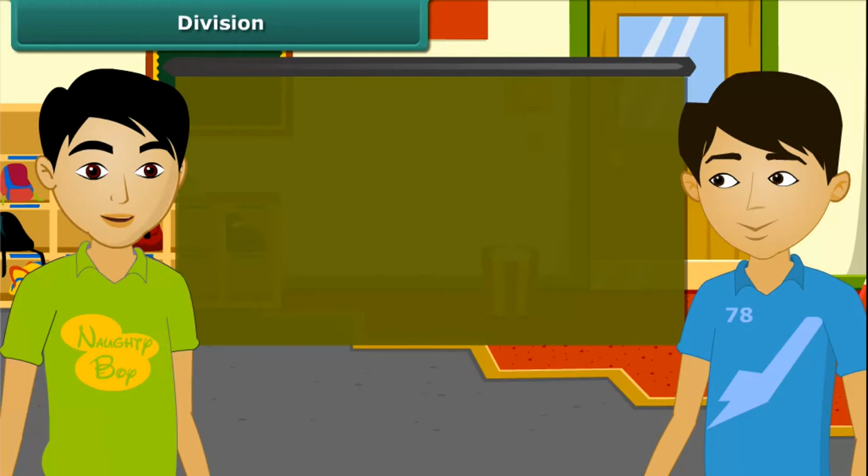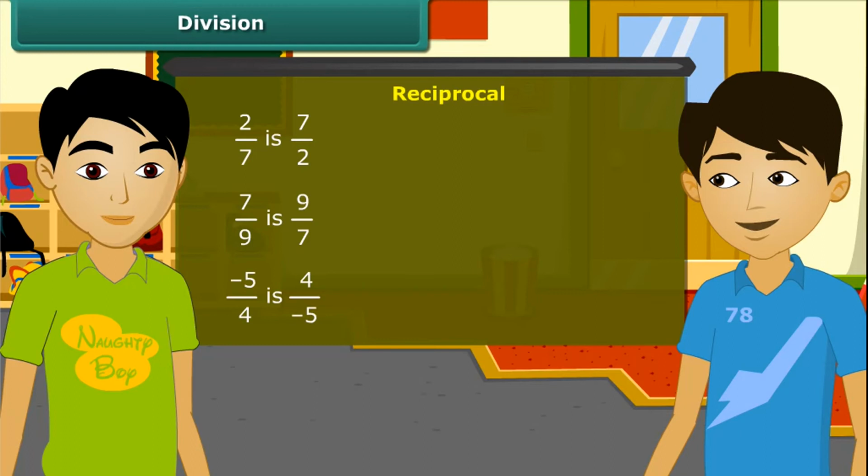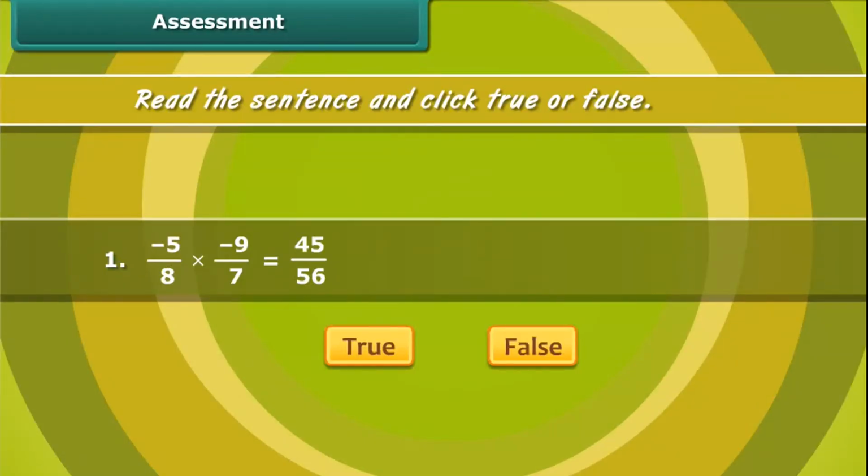Before starting about division, I will tell you about reciprocals. What are reciprocals? Let's take an example. The reciprocal of 2 by 7 is 7 by 2. The reciprocal of 7 by 9 is 9 by 7. Okay, I got it. The reciprocal of minus 5 by 4 is 4 by minus 5. Correct. So when we divide one rational number by another rational number, we multiply the rational number with the reciprocal of the other number. Click true or false.